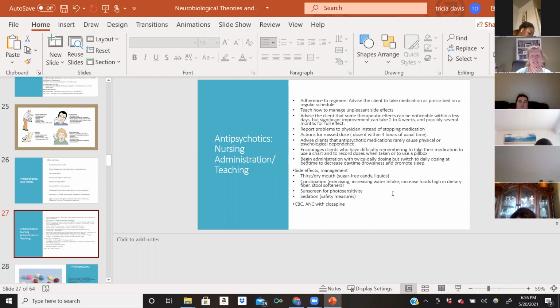Sunscreen, because some of these medications cause photosensitivity. Some drugs cause you to be sedated or extremely drowsy. So safety measures: you shouldn't be operating heavy equipment. If you drive for a living, you shouldn't take that medication while you're working. Just be careful. And then you are going to monitor your CBC and ANC with clozapine, because you're going to be looking for the development of an infection.